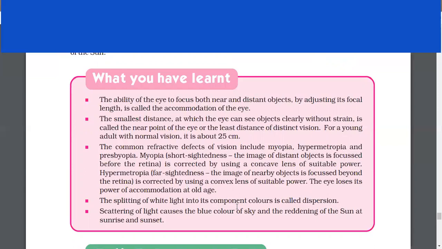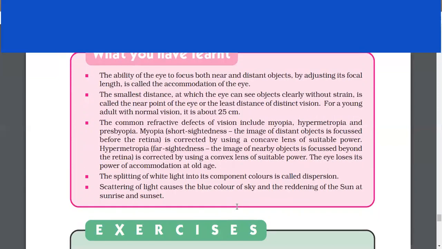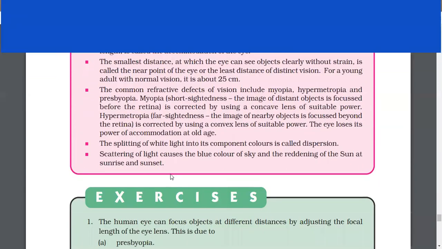The splitting of white light into its component colors is called dispersion. Scattering of light causes the blue color of sky and the reddening of the sun at sunrise and sunset.